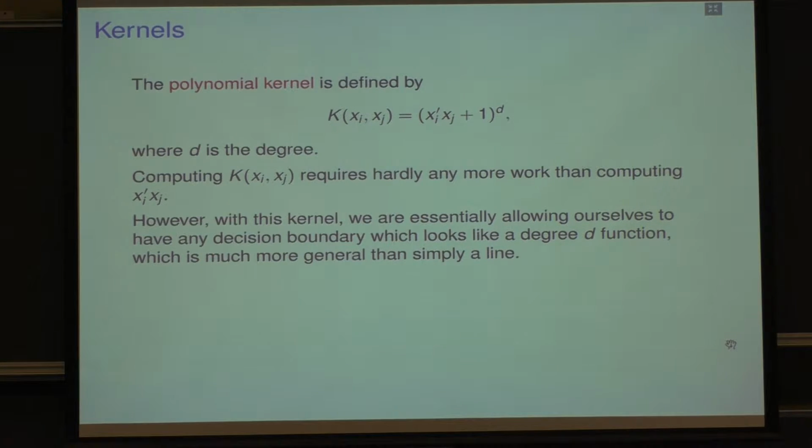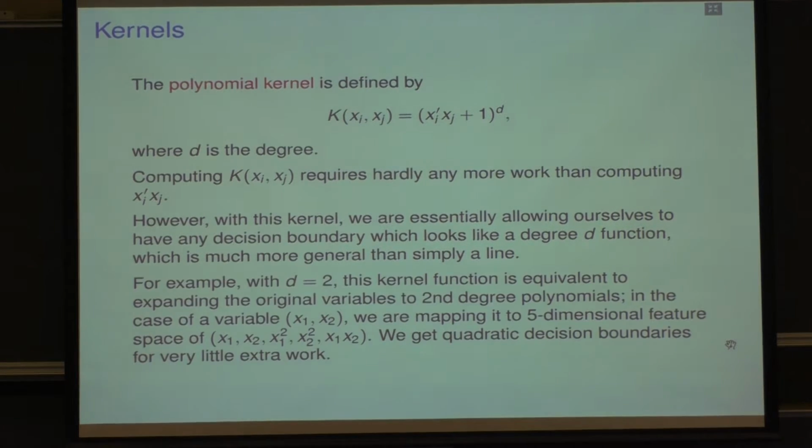Now we're allowing ourselves decision boundaries which are any d-dimensional hyper thing, not hyperplane, hyper thing, some degree d function anyway. So if d here is 2, then not only are we allowing ourselves boundaries with x1 squared and x2 squared and x1 x2, but because of the +1 here, there are also linear terms in x1' x2, and so our boundaries might also include terms in x1 and x2 as well.